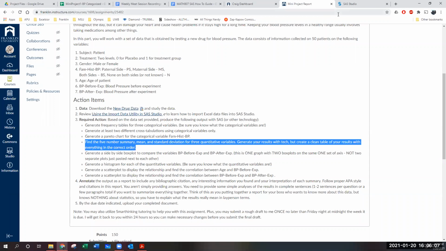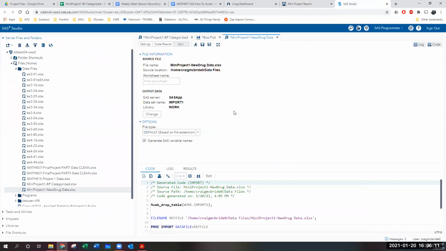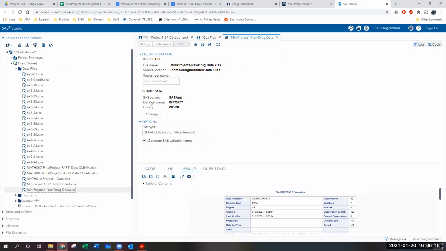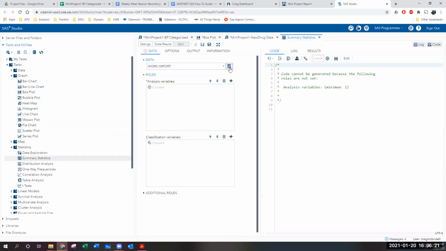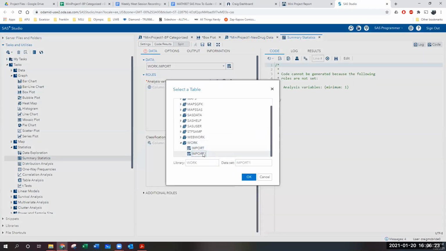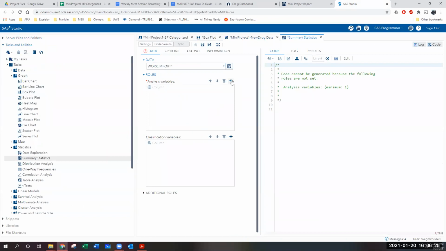Yes, that's pretty much it, because what's going to happen is when you run the data in SAS, for instance, if I just loaded, let me run my data so it's loaded. It's in import 1, right? So I go down here and I go to summary statistics. That's basically what we're doing, is summary statistics. I pick up my data 1.